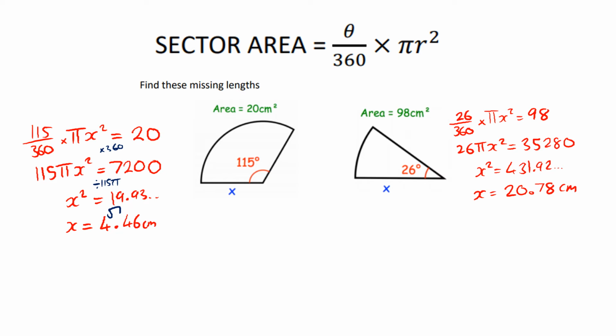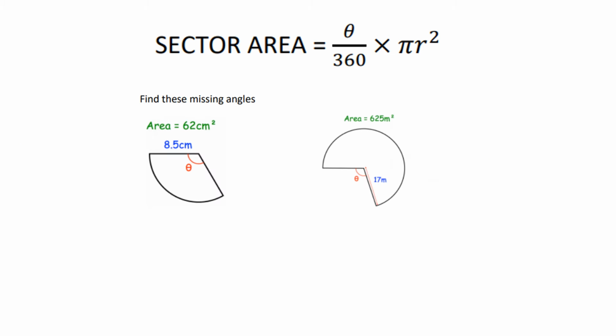Okay, so at the risk of repeating myself, what else can we do? So in this question, we don't know what theta is, but our approach is going to be, broadly speaking, exactly the same. We're going to write out the formula, and we're going to fill in the bits that we know and leave the bits that we don't. So we don't know the angle this time. We do know pi, and we do know r squared. So we can say pi times 8.5 squared, and that's equal to the area of the sector, 62.